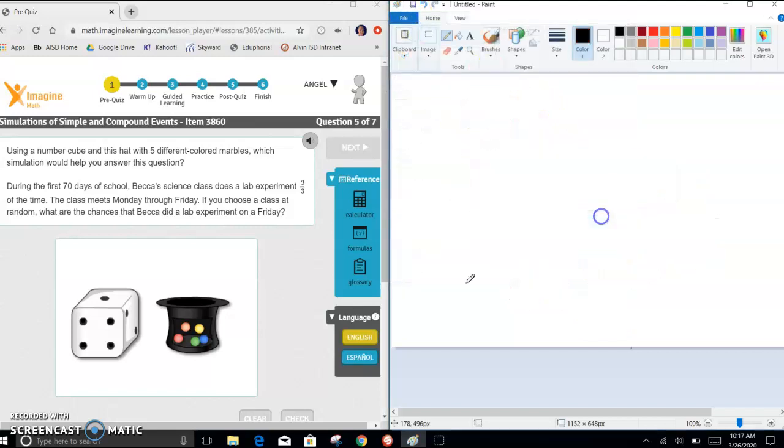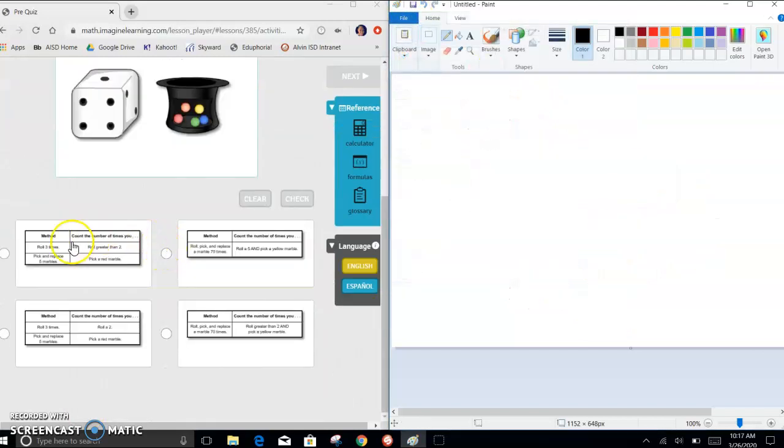Clear this out. All right. These here where they have these multiple choices, like where it says roll 3 times and pick and replace 5 times, these are not ever going to be my answer. If it says 70, then I need to have one method, 70 and 70.